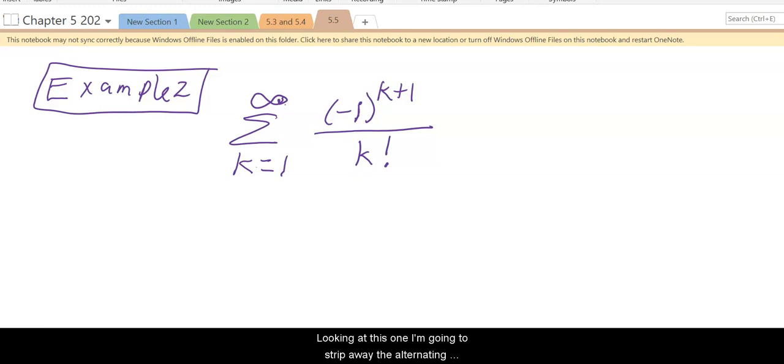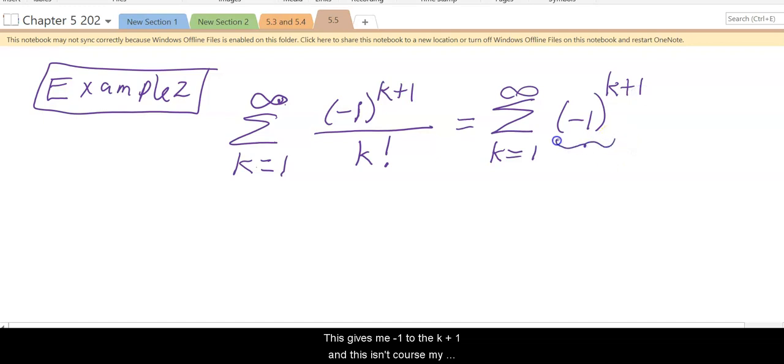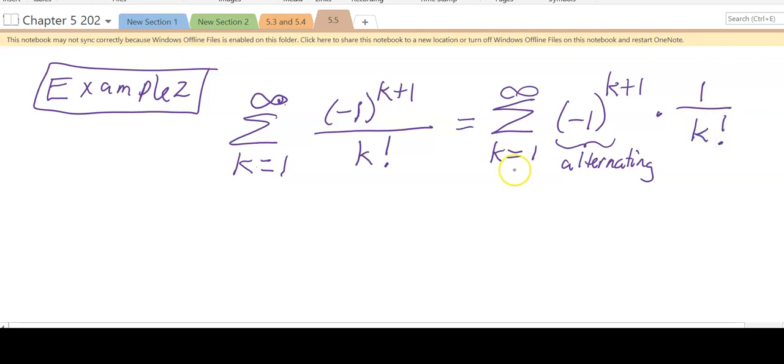Looking at this one, I'm going to strip away the alternating behavior from the rest of it so I can isolate what the a sub n or b sub n is. This gives me negative 1 to the k plus 1, and this is, of course, my alternating behavior. That meets condition 1 to apply the alternating series test. Then it is multiplied by 1 over k factorial. Since k begins at 1, I know that 1 over k factorial will be strictly positive.